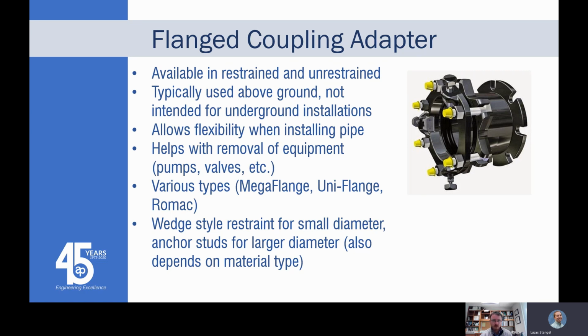There's various types. You've got your Mega Flange and Romac, and those are the ones we would typically spec. The only main difference there is that your Romac is going to have a lot longer lay length than the Mega Flange. That's one thing you've got to pay attention to. There's also the Uniflange, but we usually try to stay away from those unless we're in low pressure scenarios.